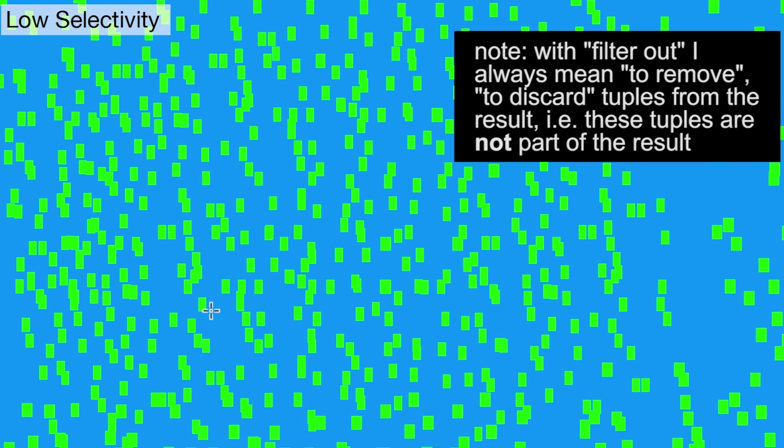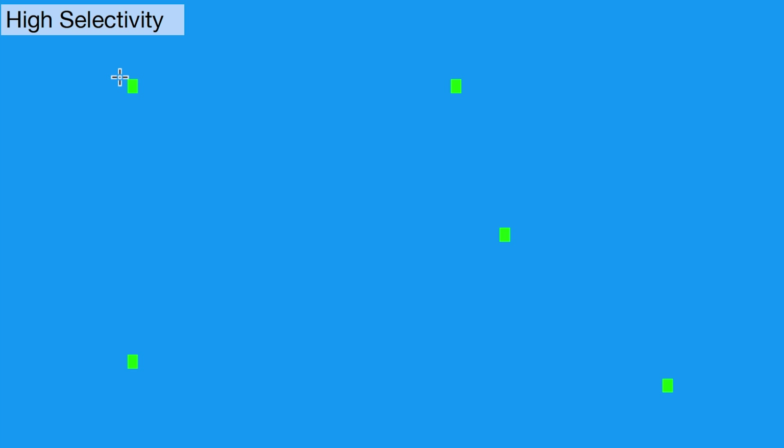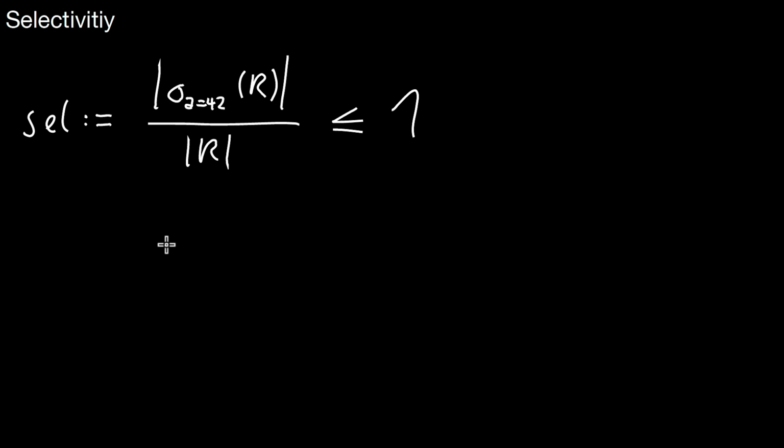In contrast, this is a high selectivity. High selectivity means many, many tuples are filtered out. Only 5 tuples survive that selection operation. Only for 5 tuples, A equals 42. And this is called a high selectivity. Well, and this is counterintuitive, right? Because if you assume we had the high selectivity, let's write it down again.